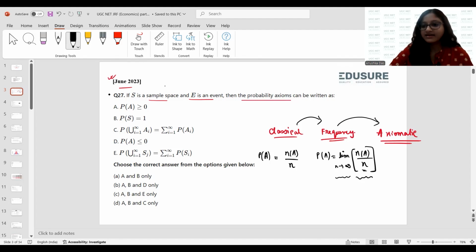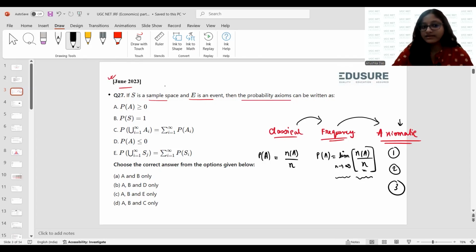Now, Kolmogorov has given us three axioms, which are known as the fundamental axioms of probability, right? Fundamental axioms which we use till date. This is the most sophisticated, most advanced approach, and this is what is used. The modern probability theory is based on this axiomatic approach, right?